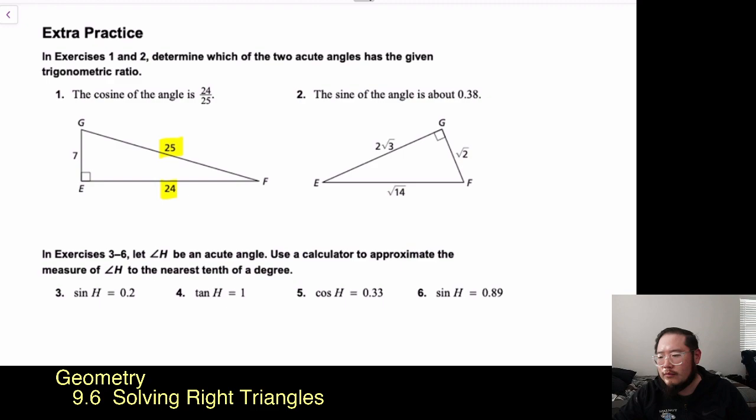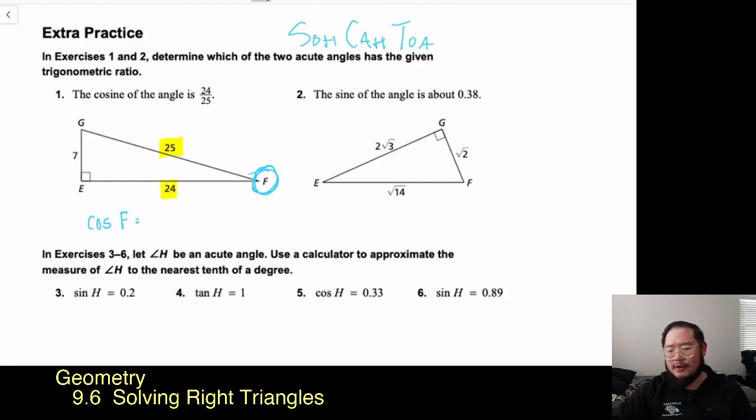And cosine is adjacent over hypotenuse. Well, if 24 is adjacent and 25 is the hypotenuse, then hopefully we realize that angle F is the angle that we're going to be finding based off of the sides here. So what I'm going to go ahead and do right here is put cosine of F, and that is equal to the adjacent, which is 24 over 25. And there you have it, number 1.